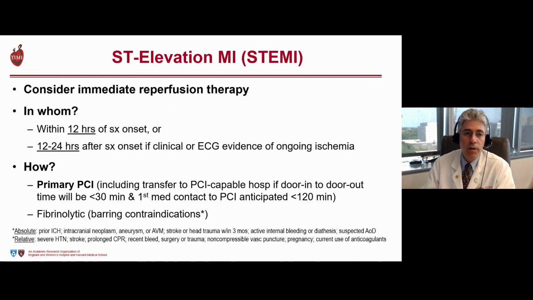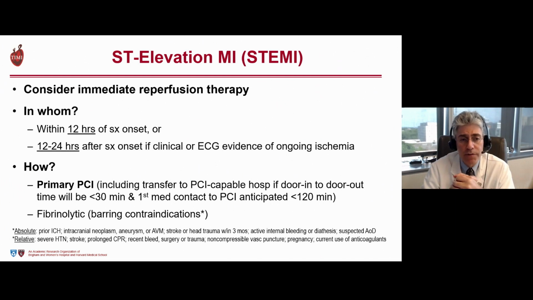Okay, so now let's transition to the ST elevation MIs. Those are patients in whom we want to consider immediate reperfusion therapy, particularly those who present within 12 hours of symptom onset. After 12 hours, we start worrying that there's just been irreversible myocyte necrosis. But that being said, we err, if you will, on the side of taking them to the cath lab if the ECG still has evidence of ongoing ischemia, or if there are any symptoms of ongoing ischemia.